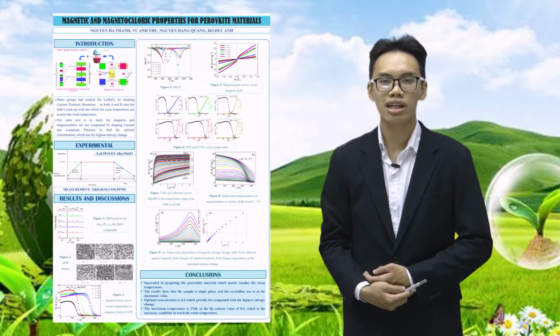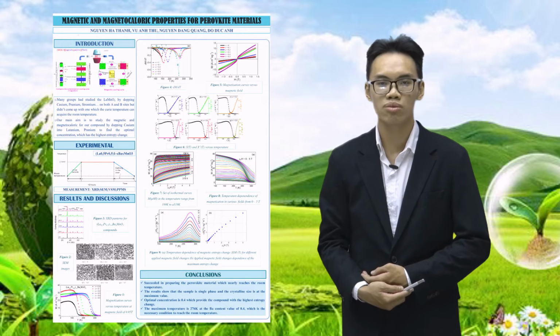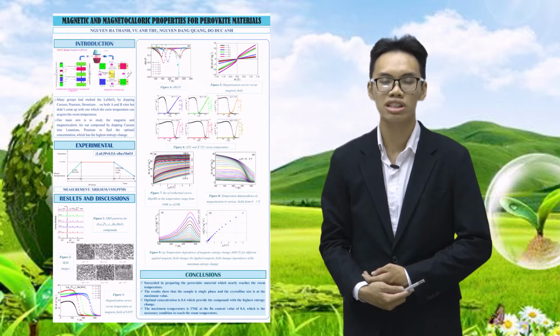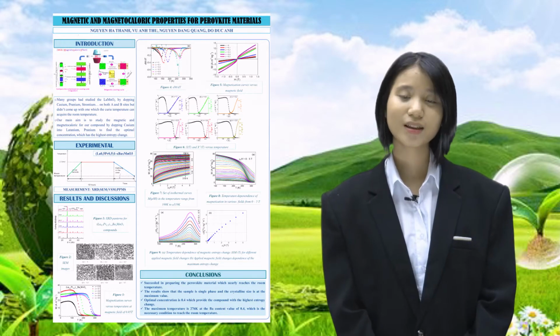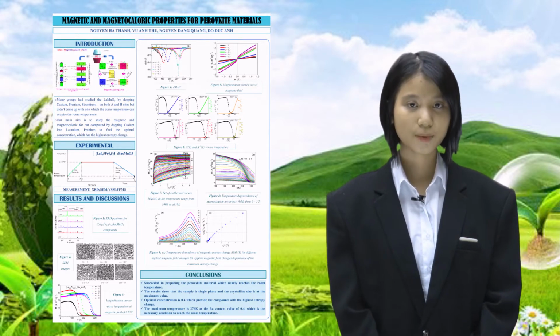Our main aim is to study the magnetic and magnetocaloric properties of our compound by doping barium into lanthanum manganese oxide to find the optimal concentration which has the highest entropy change. Now, we would like to move to the experiment.